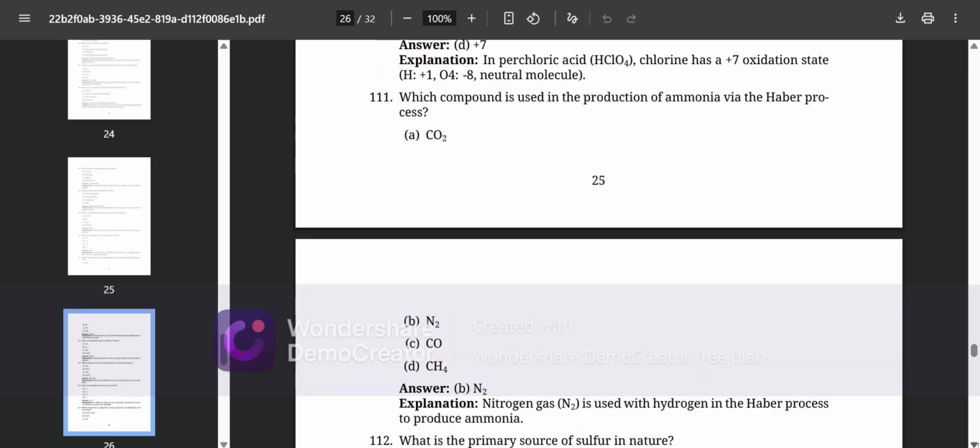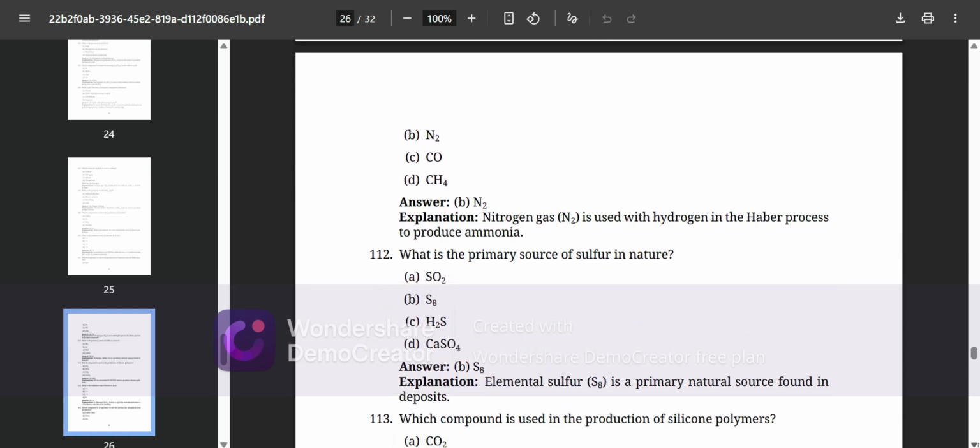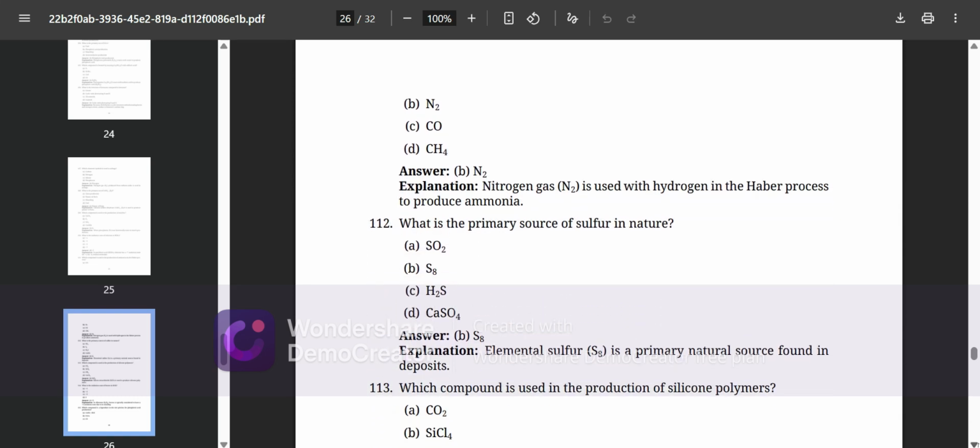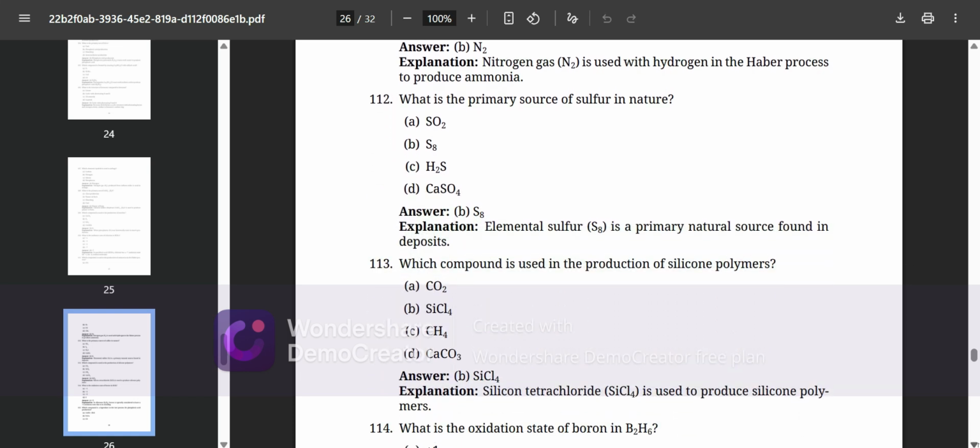Which compound is used in the production of ammonia via the Haber process? N2. Nitrogen gas N2 is used with hydrogen in the Haber process to produce ammonia. What is the primary source of sulfur in nature? S8. Elemental sulfur S8 is a primary neutral source found in deposits.